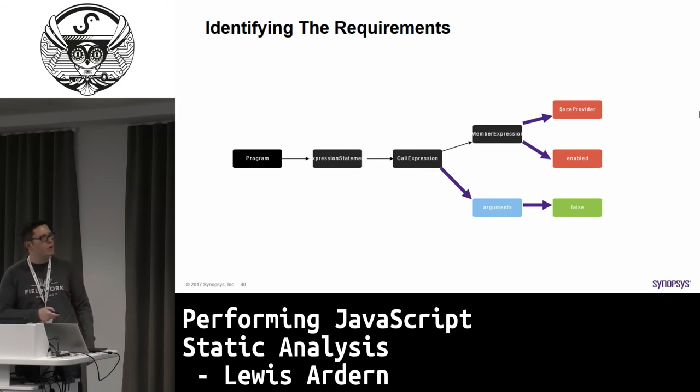Basically, when you take a look at what this actually attributes is, there's a member expression, and a member expression is just two values, a parent and a child. So you have your SCE provider and enabled. And then to be able to jump out and look at the arguments, you'd have to go to the call expression that gets called. So you'd have to go back up to the parent node and take a look at the arguments to see if it's set to false.